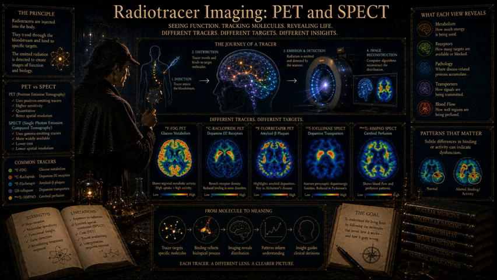Which sets the stage for today. We are immersing ourselves in Chapter 1.27 of Kaplan and Sadock's Comprehensive Textbook of Psychiatry. Our focus is radiotracer imaging, specifically positron emission tomography, PET, and single photon emission computed tomography, SPECT. Our overarching mission here is to move beyond those static structural images of the brain and understand how we can actually visualize the neurochemical engines that drive thought, mood, and behavior. And which brings us to a fundamental definition that we really must establish before we go any further. Psychiatry, at its absolute core, is the study of how brain, mind, and experience interact, and critically, how that process can go wrong.